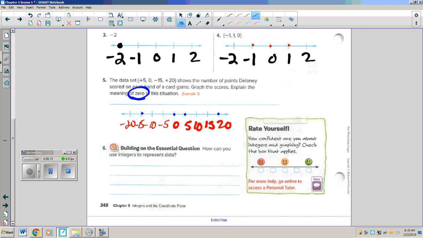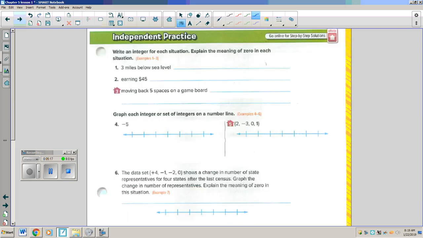Okay, so that's a quick review for lesson 1. Your assignment is on the next page. Go ahead and get started.